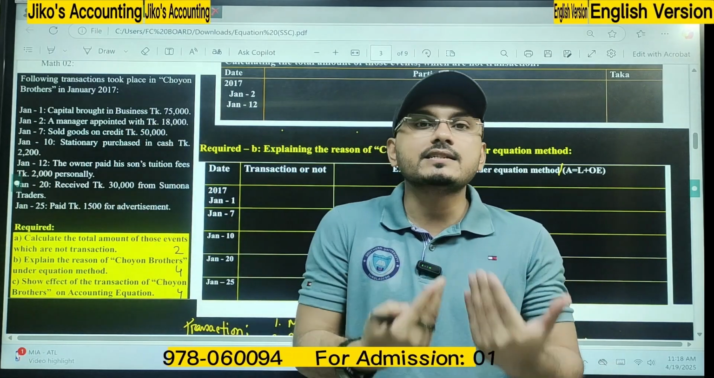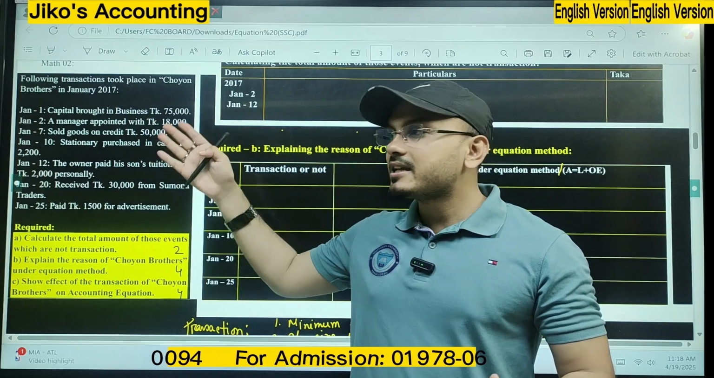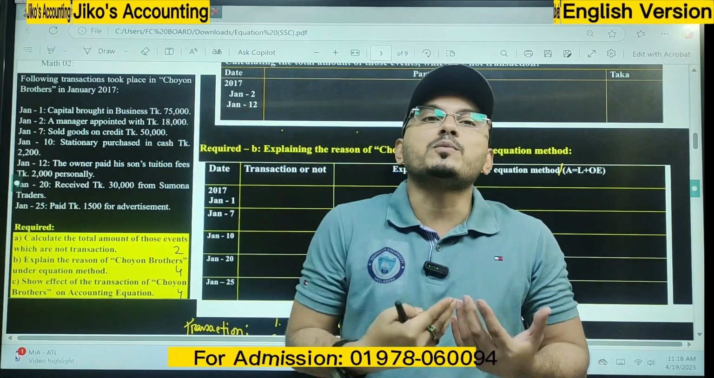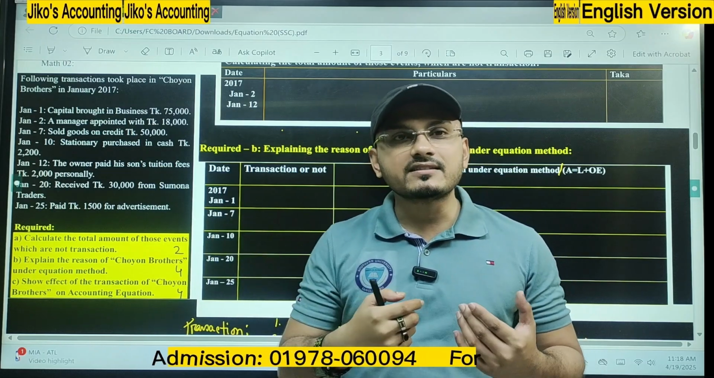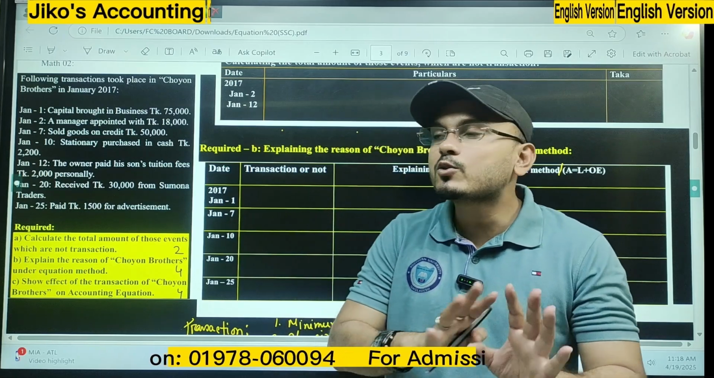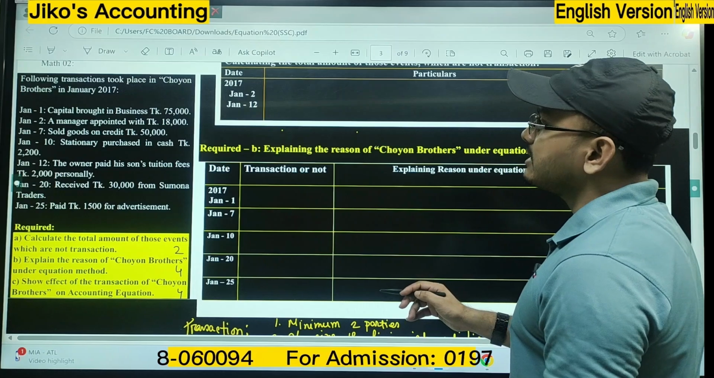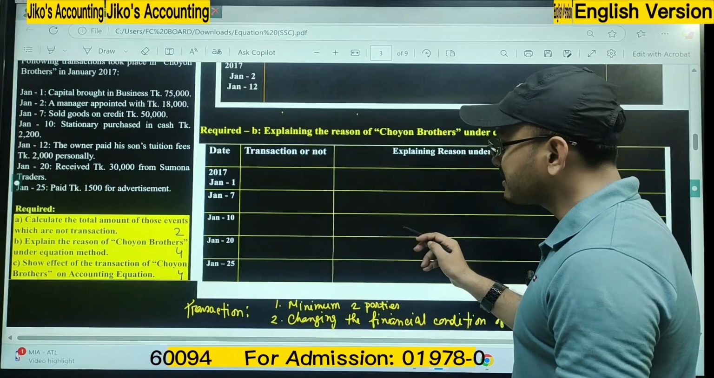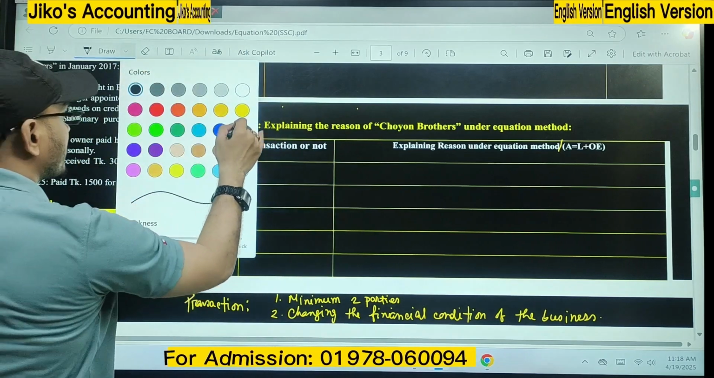That means my cash situation. While doing this math, you should consider yourself. It's your own math. It's your own company. If you receive anything, that should be yours. If you pay anything, that should be your cost. Consider this way. So first of all, we have to figure out whether it is a transaction or not. By following these characteristics, we try to figure out which is a transaction and which one is not.